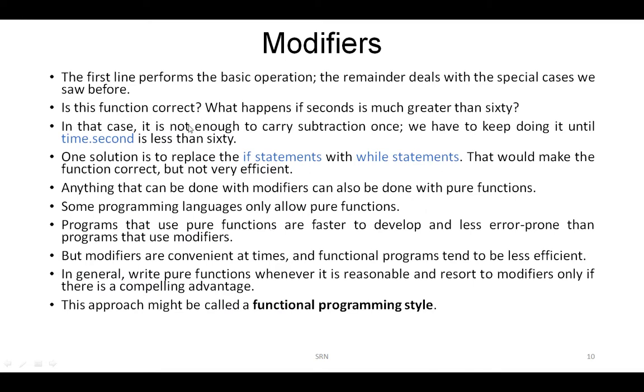The first line performs a basic operation. The remainder deals with the special cases we saw before. And is this function correct? What happens if the seconds is much greater than 60? In that case, it's not enough to carry subtraction once. We'll have to keep doing it until the time second is less than 60. So we have to replace the if statements by while statements, and perform this operation.